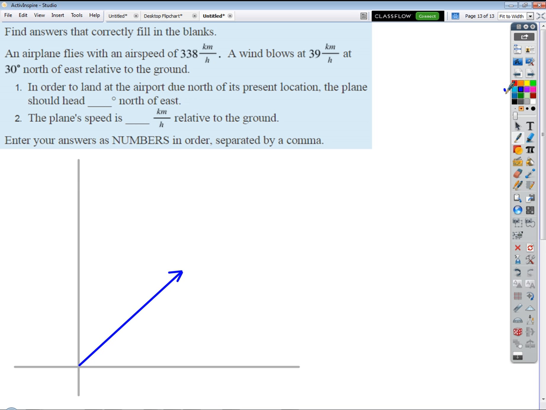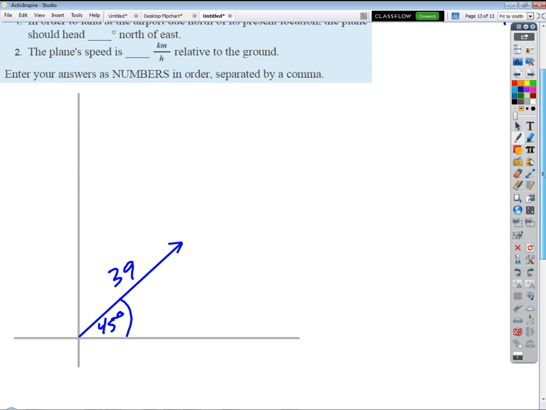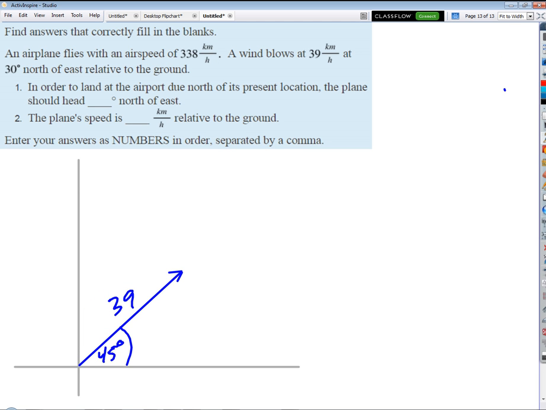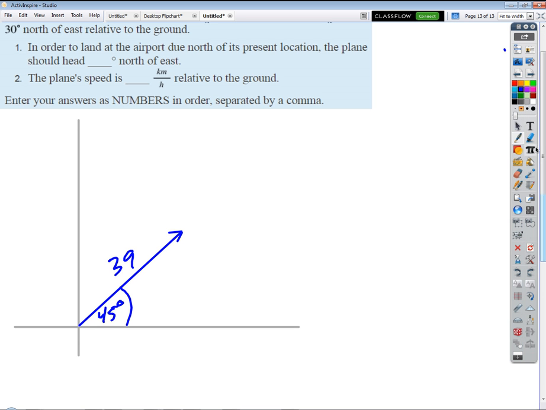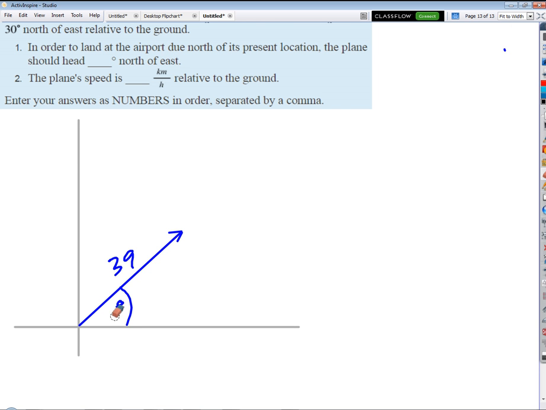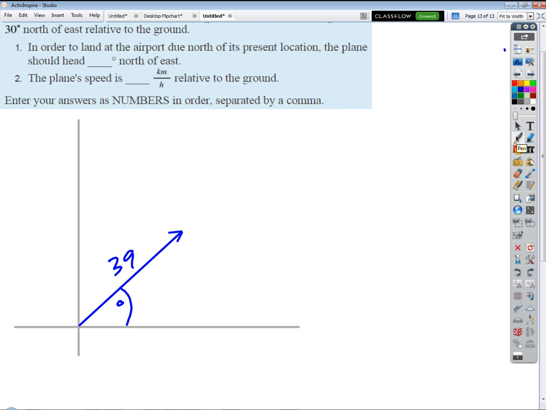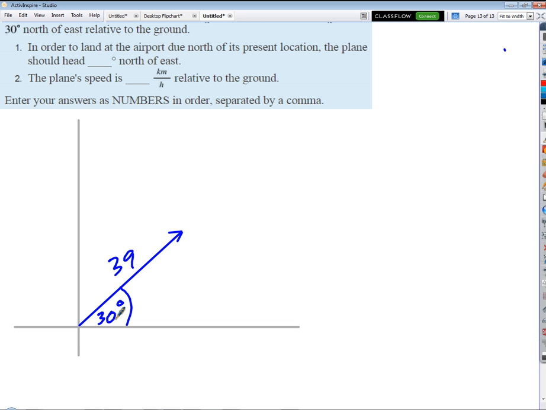So what's the wind speed? 39, sorry. It's at 30 degrees. Oh, you're right, it goes at 39 at 30 north of east. You're right. Okay, 30 degrees north of east. Okay, so let's come up with the components of that then.